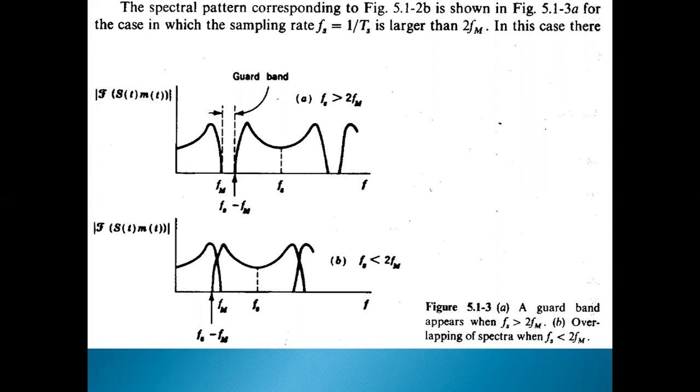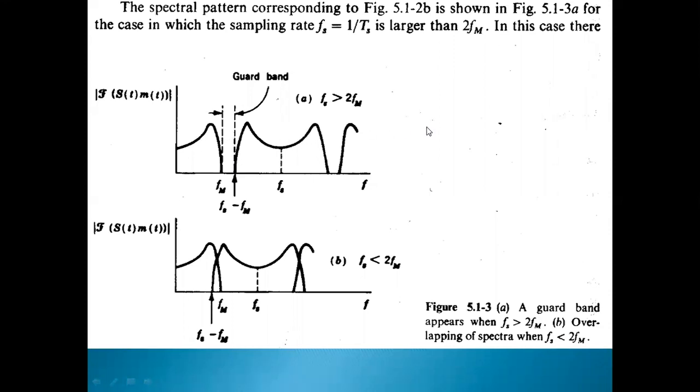Between the first sample and the second sample, there is a guard band. Between the second and third sample, there is a guard band. Between the third and fourth sample, there is a guard band. So why are these guard bands required? The guard bands are required to protect the signal.